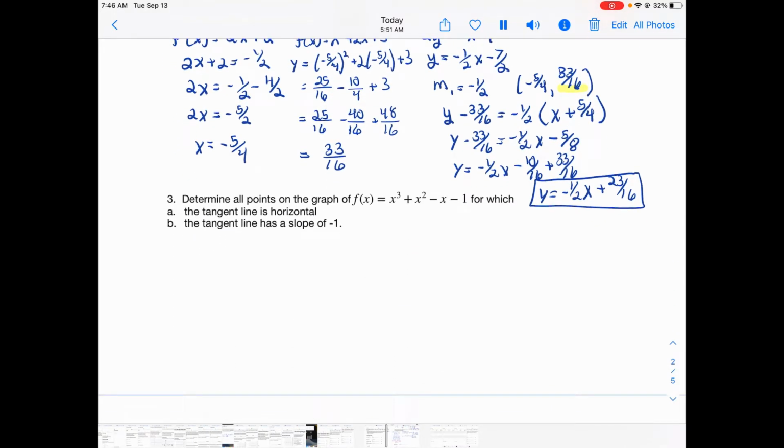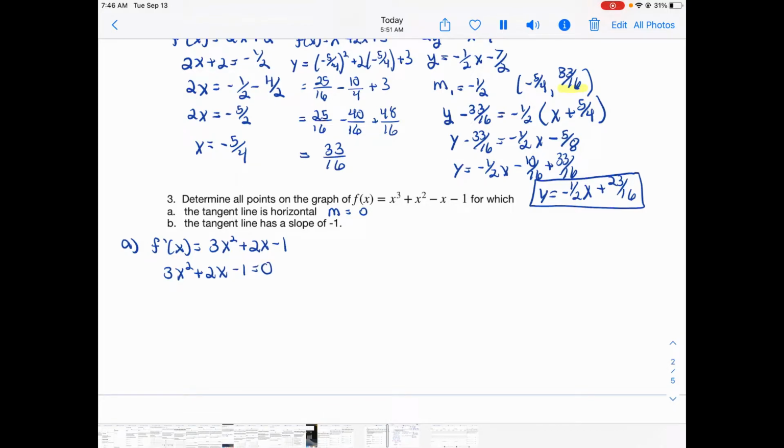So let's do this one last example. So for A, we need to find a tangent line that is horizontal. Well, recall that horizontal means that your slope is 0. So all horizontal lines have a slope of 0. So that means my derivative of f of x, which is 3x squared plus 2x minus 1, must be equal to 0 because our tangent line is horizontal.